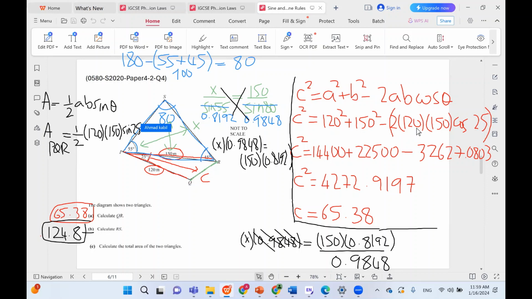And you can just calculate this with your calculator. So half times 120 times 150 times sine 25. This gives you 3,803.56. This is the area of triangle PQR. Now we need to find the area of the upper triangle, which is PSR. So let me just create some space.